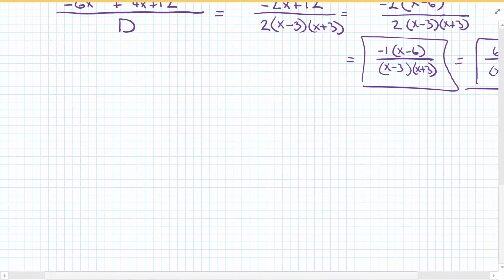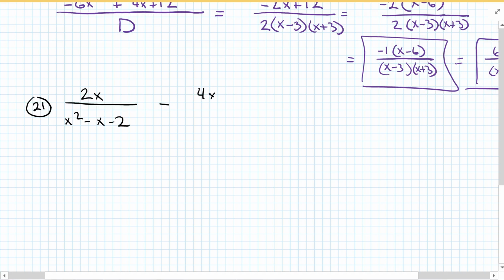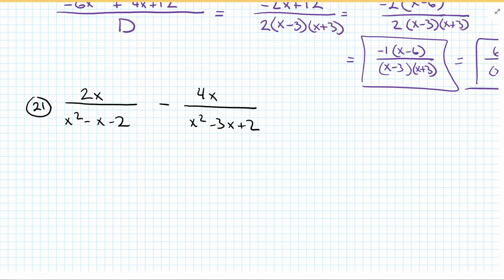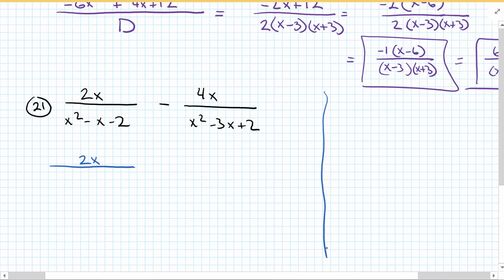Okay, next problem. Number 21, still on page 507. 2x over x squared minus x minus 2, minus 4x over x squared minus 3x plus 2. Let's look at the first denominator. If you need to factor, you can. We'll do a little bit of work over here on the right. So I got x squared minus x minus 2.